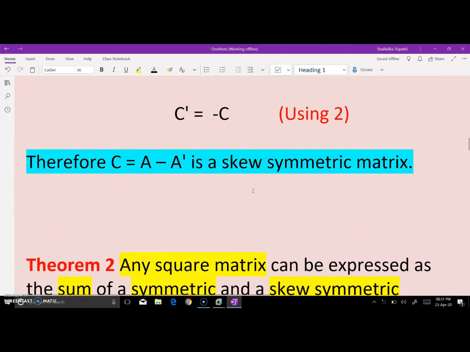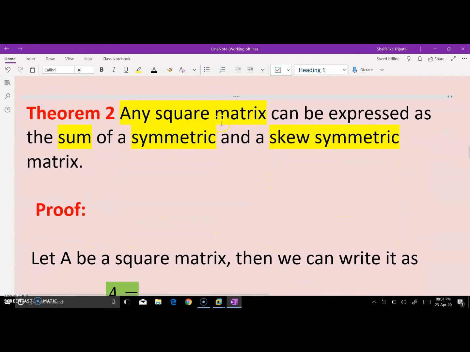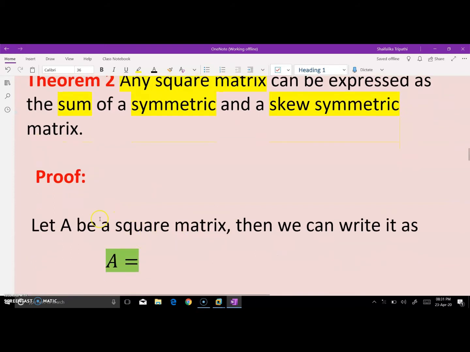All right. So let's move to the next theorem, that is any square matrix can be expressed as the sum of a symmetric and a skew symmetric matrix. So in this theorem, you have to prove that for any square matrix, like if I am taking one square matrix, that is A, right? And now we have to express this A as the sum of symmetric and skew symmetric, right?